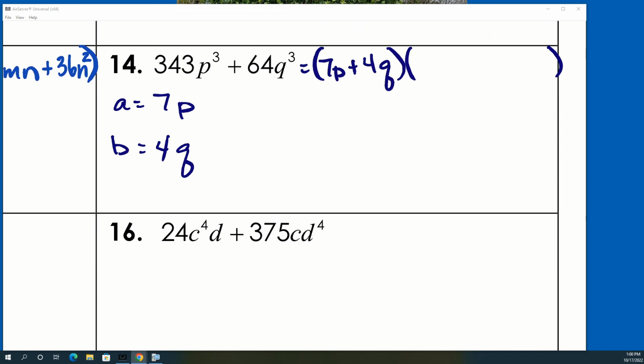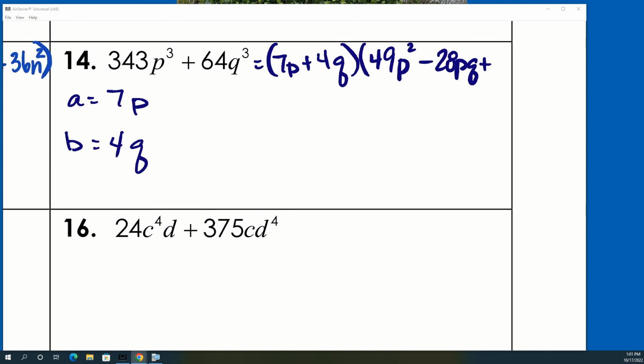Okay, so we'll start off and just bring those up in the parentheses with a plus. And then square 7p, so square 7 and square p. Change the sign, multiply them together. The last sign is a plus. And then square 4 and q.